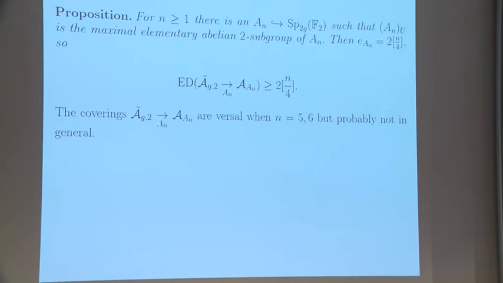This is just a remark that these coverings turn out to be versal when n is 5 and 6, but probably not in general. Versal means that they're kind of the most generic kind of coverings. In the literature, there were methods for computing the essential dimension of versal coverings, but in general these are probably not versal, so it's a new result to be able to compute their essential dimension. People have already worked on the essential dimension of AM.